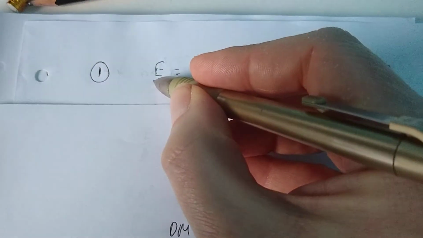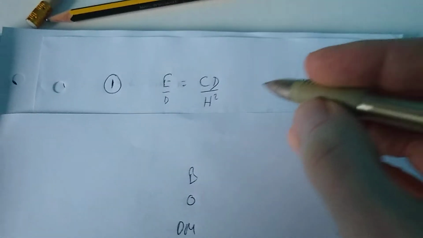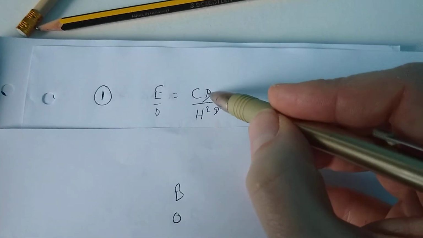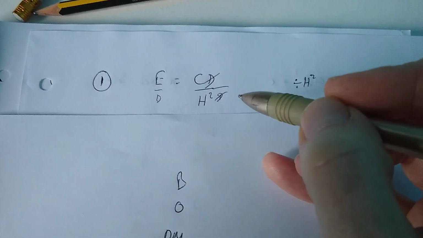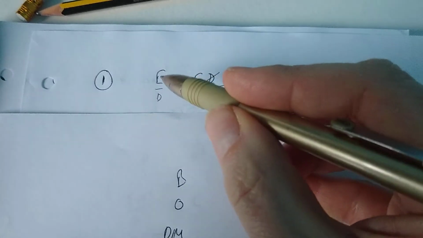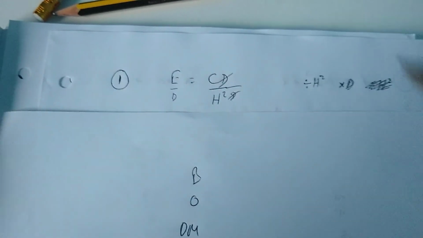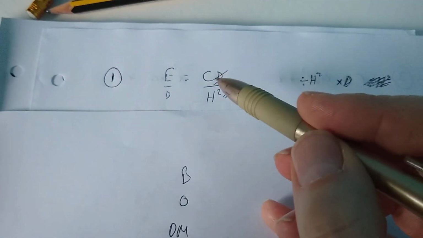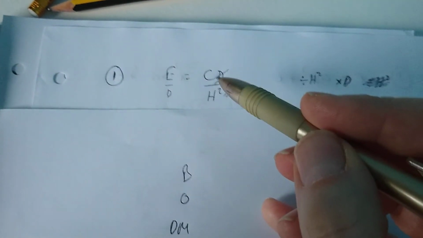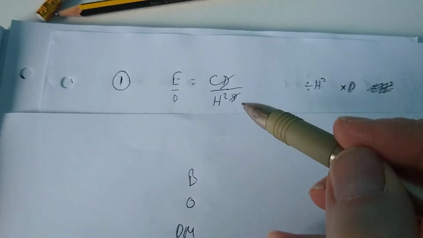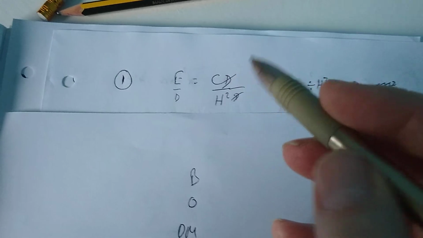So if we do that, let's just scribble that on. If I divide that side by d and also that side by d, well, d divided by d is just 1, so we'll be left with e divided by d equals c divided by h squared. Why have I divided there? Because at the moment we're doing c multiplied by d. So if I want to undo multiplying by d, I need to divide both sides of the equation by d.